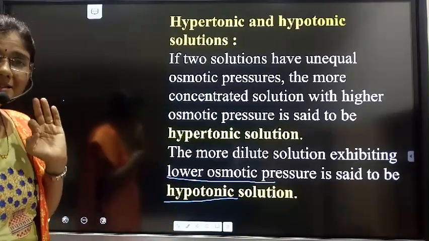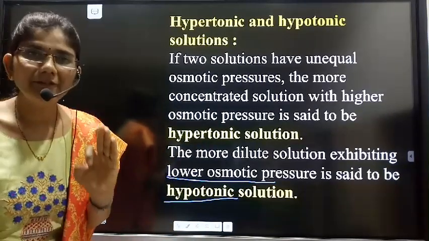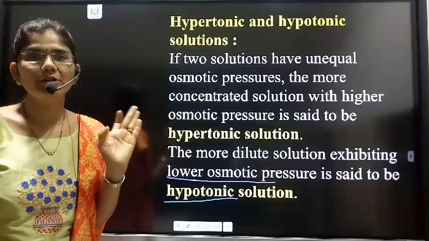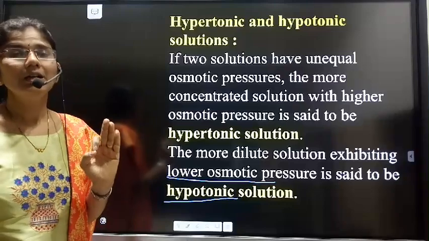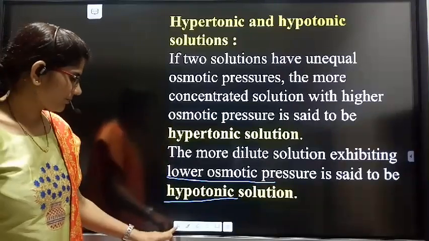So, these are the three important definitions from the examination point of view. They may be asked for 3 marks.